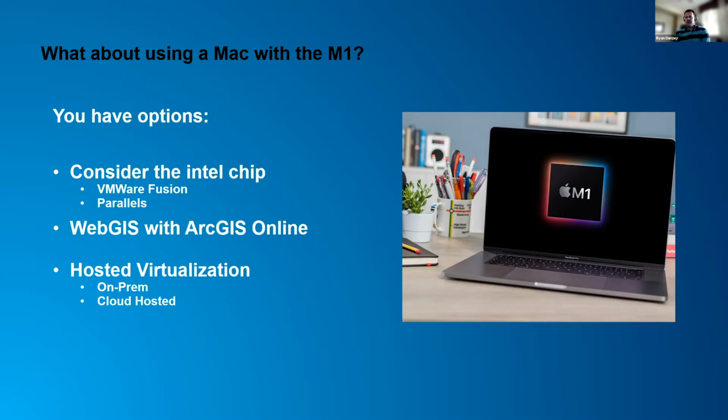So what do you do then? This is where ArcGIS Online comes into place, or the hosted virtualization options. The hosted virtualization options are probably your easiest because you can just connect to a cloud instance and move from there. But also, this is where the SaaS components come in, that you can use ArcGIS Online for a lot of these functions. You're not going to be without options. There's always going to be something there.